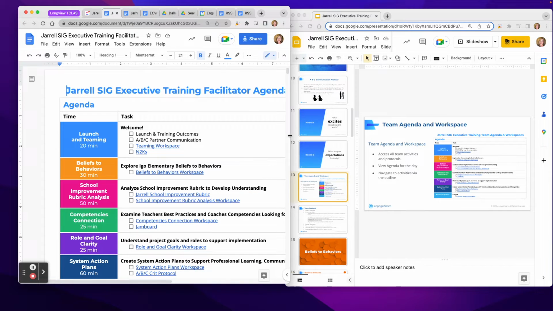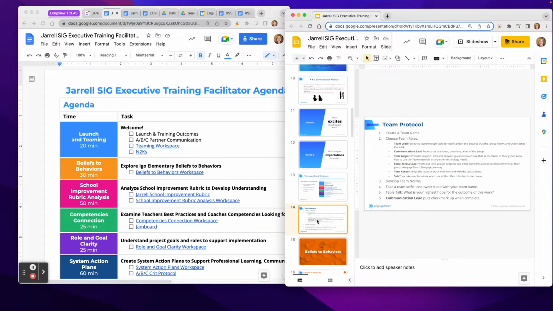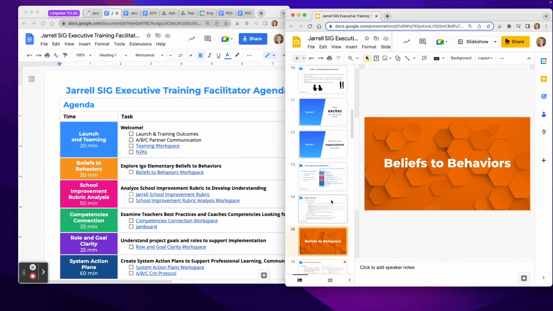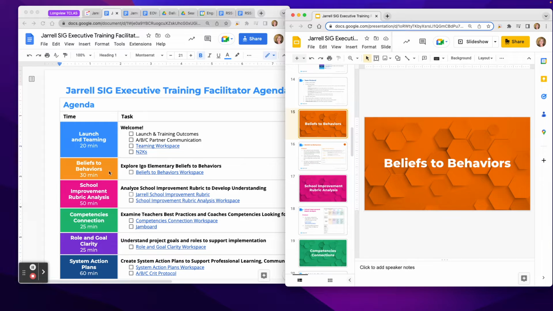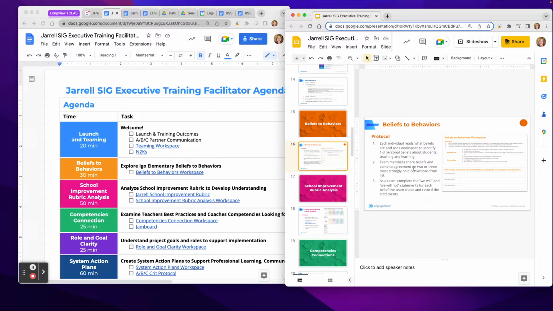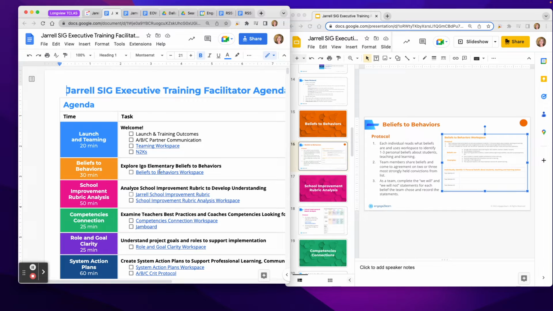Okay. And then you'll close this first 20-minute time frame with them going through teaming. Notice this is 20 minutes only. We're trying to get a lot in this 4-hour time period. So trying to keep them on task would be advantageous. The next section is beliefs to behaviors. And they do have a workspace where they will be looking at, let me go to that and show you.